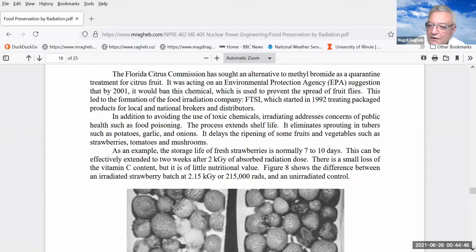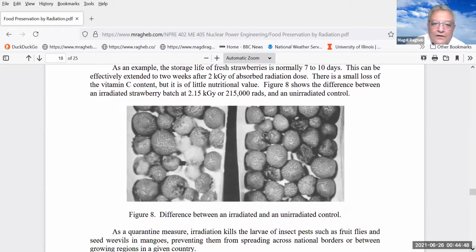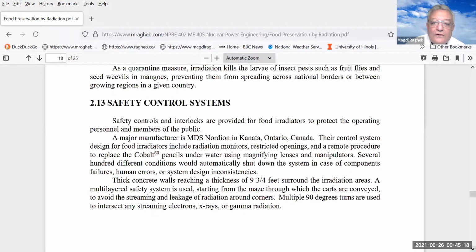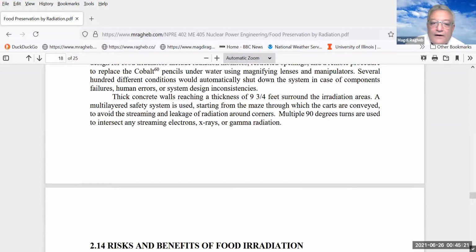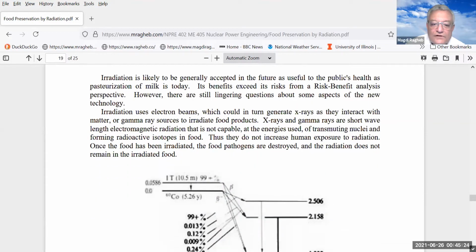You could see here that you can extend the shelf life of strawberries. That's been done in Europe and in Canada, but I don't think it's done in the United States. So you irradiate strawberries with 2 kilogray of radiation, and you could see here 2 samples, an irradiated food and a non-irradiated control for strawberries. So it extends the life of the food supply. There are risks and benefits of food irradiation.